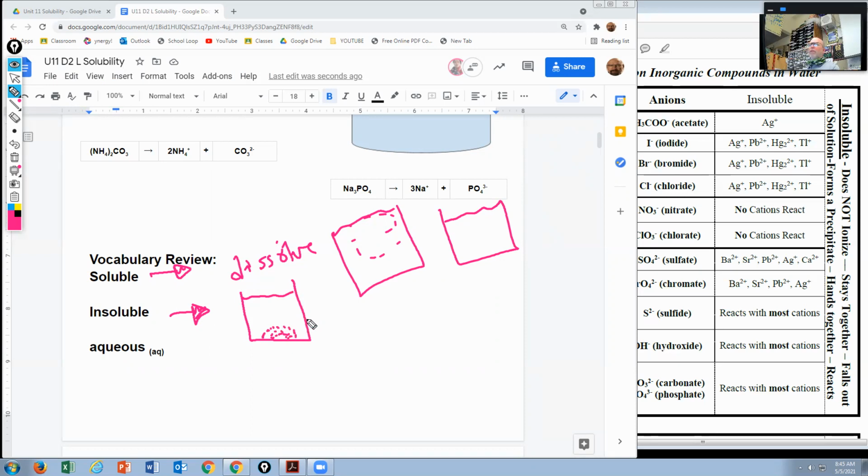We went over some examples like muddy water is not soluble, right? So rocks and water aren't soluble. And we'll talk about those things today. Lastly, let's review the word aqueous. Aqueous just means dissolved in water. And there's lots of ways for us to show this.